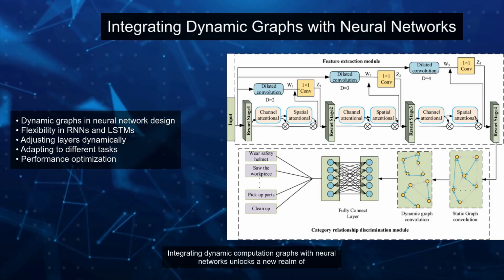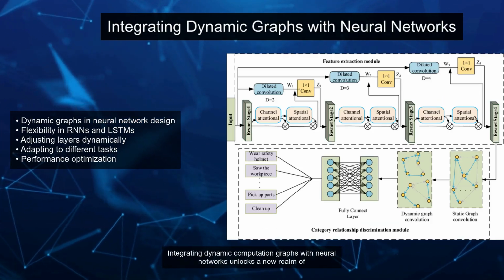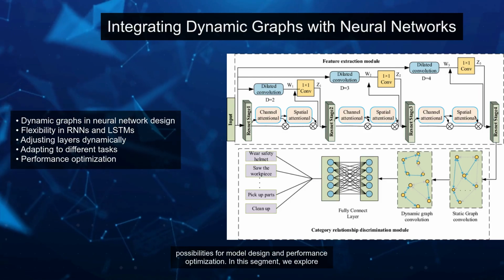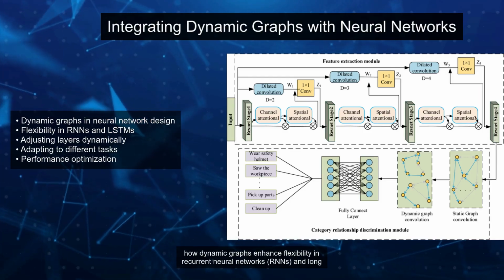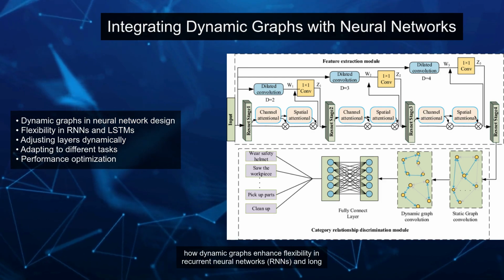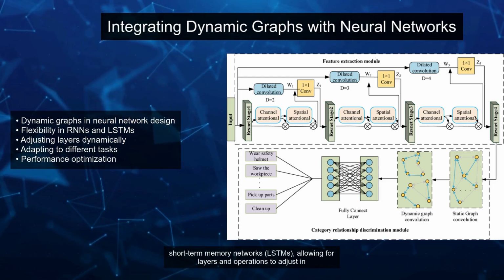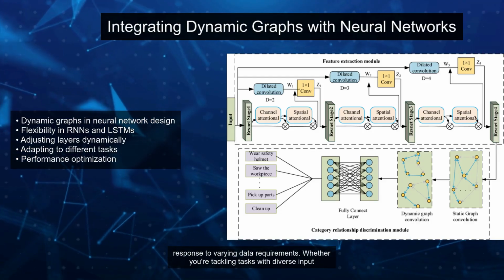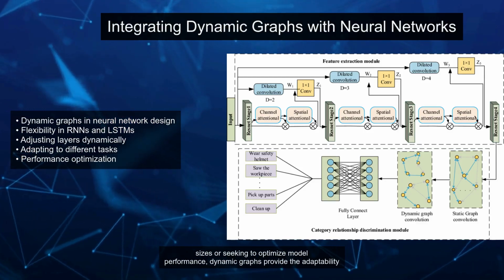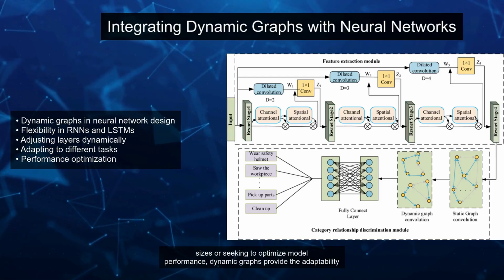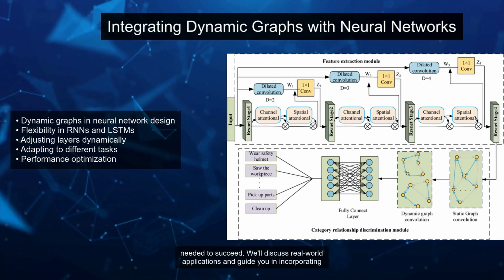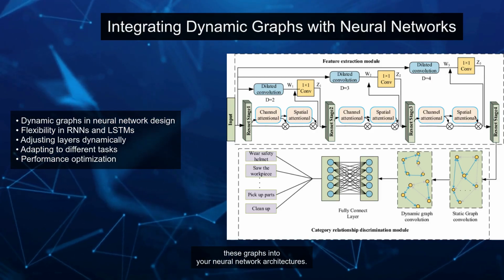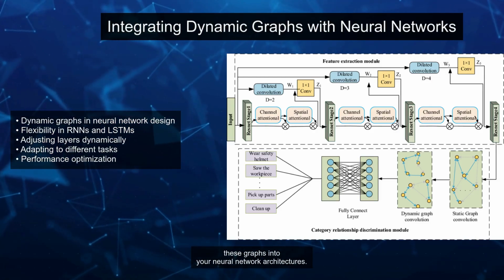Integrating dynamic computation graphs with neural networks unlocks a new realm of possibilities for model design and performance optimization. In this segment, we explore how dynamic graphs enhance flexibility in recurrent neural networks, RNNs, and long short-term memory networks, LSTMs, allowing for layers and operations to adjust in response to varying data requirements. Whether you're tackling tasks with diverse input sizes or seeking to optimize model performance, dynamic graphs provide the adaptability needed to succeed. We'll discuss real-world applications and guide you in incorporating these graphs into your neural network architectures.